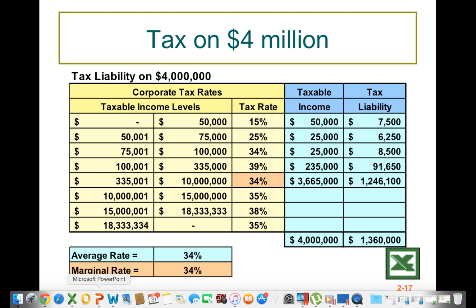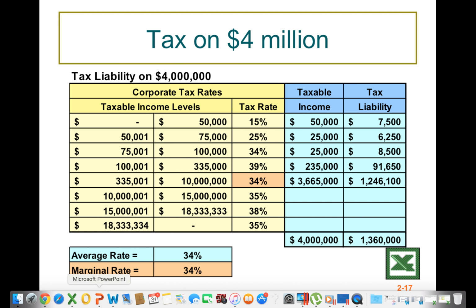Plus, at the 39% tax rate, you're going to be looking at about 335K less 100K being multiplied by that 34%. Sorry, 39%. And then finally, the 4 million less the 335K times that 34%, and that'll get you up to $1.36 million in terms of your tax liability.